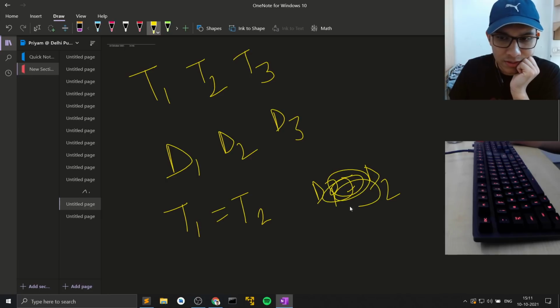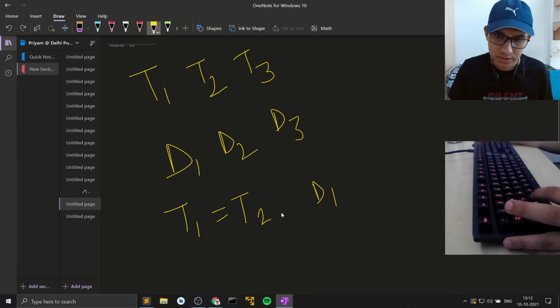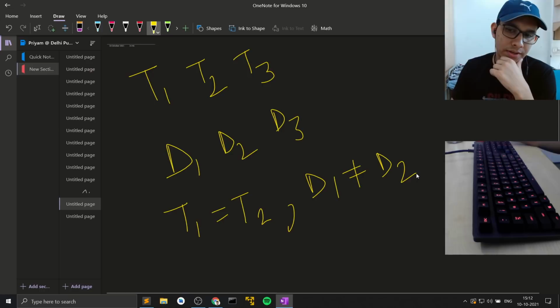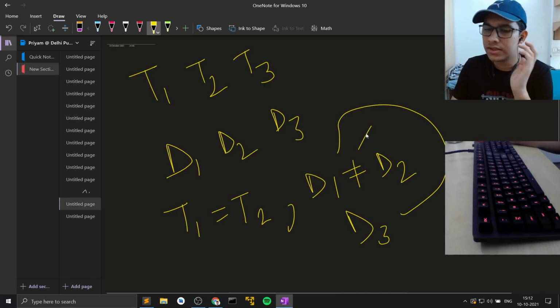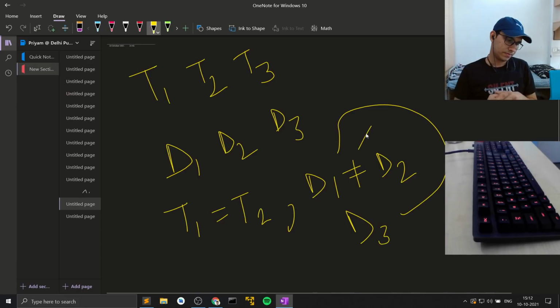Now if I'm saying T1 equals T2, then D1 is not equal to D2. Yeah, this is one condition. Let's just analyze this part. If I'm saying T1 equals T2, then D1 cannot be equal to D2. Now if this is the condition, all I need to check is whether D3 is not equal to any of these two, then this is a valid configuration.